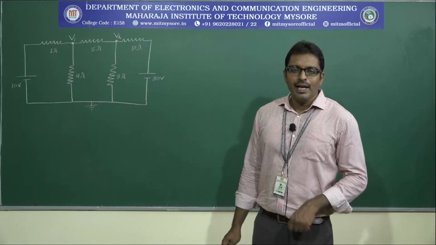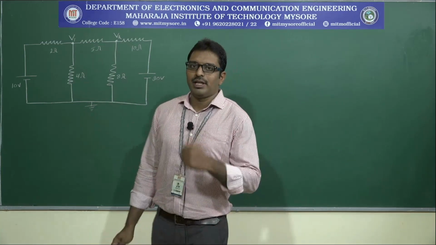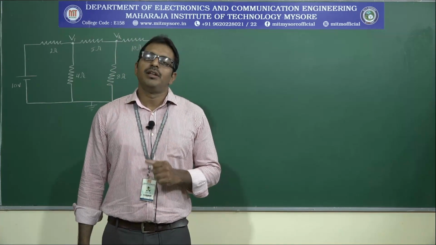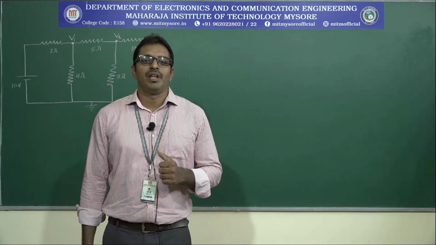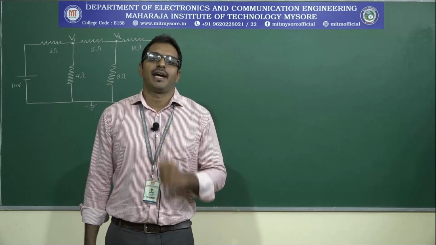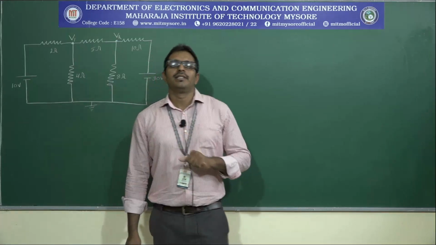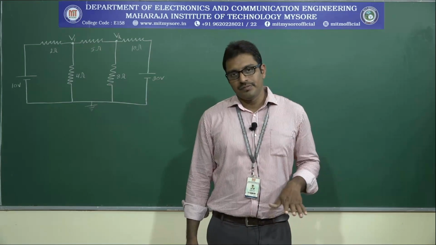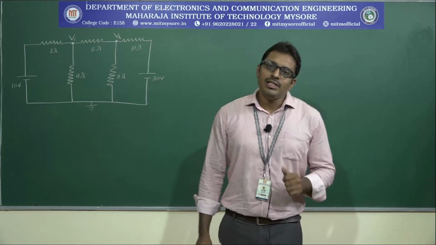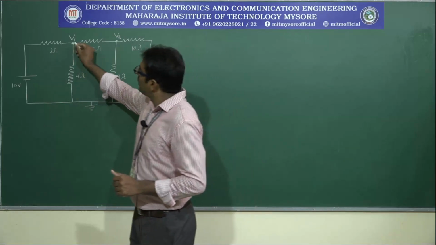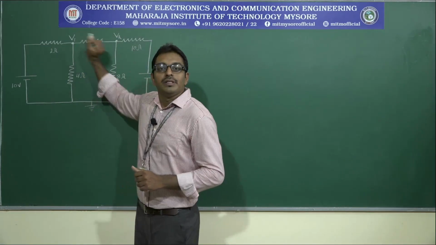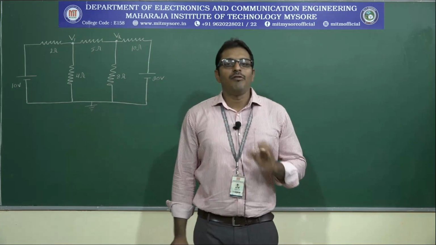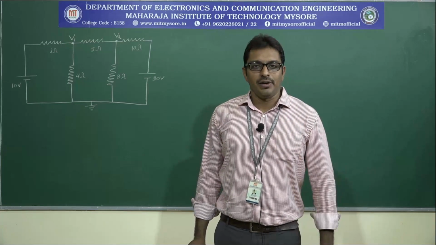We already explained what Kirchhoff current law states. Kirchhoff current law states that the algebraic sum of branch currents entering a node is equal to the algebraic sum of the branch currents leaving the node. In another way, the algebraic sum of currents at a node point is equal to 0. Is that clear? The algebraic sum of branch currents at a node point is equal to 0.